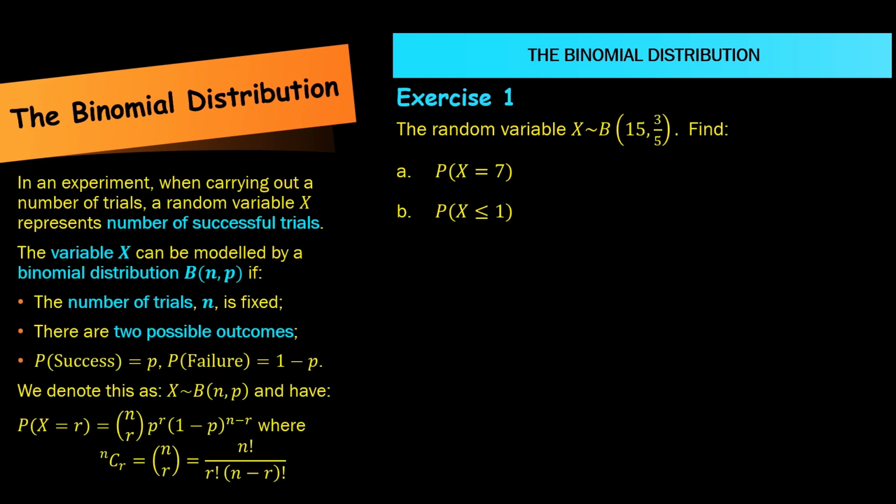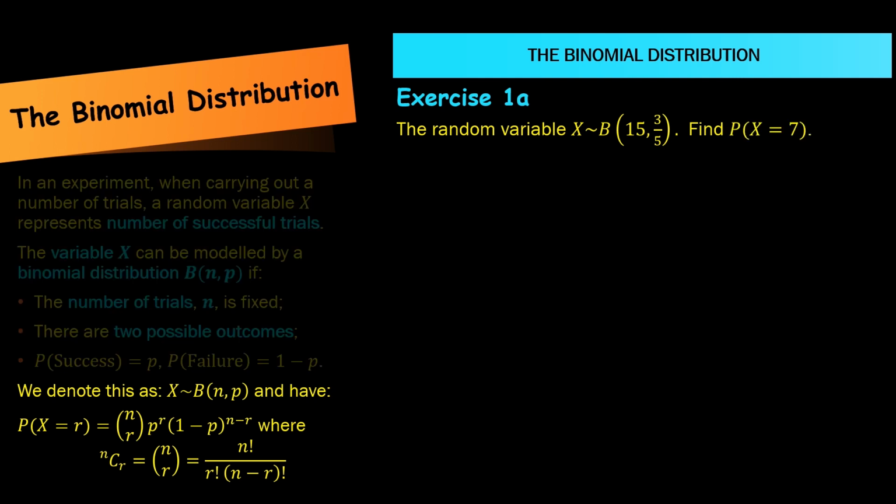Now let's have a go at the first exercise. The random variable x is distributed binomially with n equals 15 and probability p equals 3/5. Find in part A the probability that x equals 7, and in part B the probability that x is less than or equal to 1. So let's solve part A first.